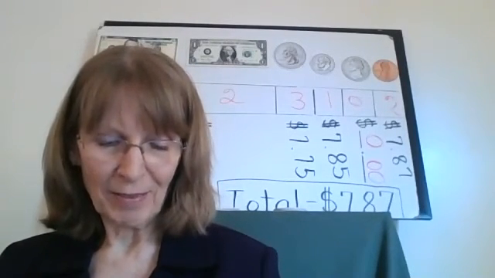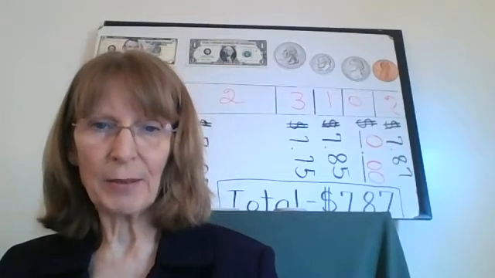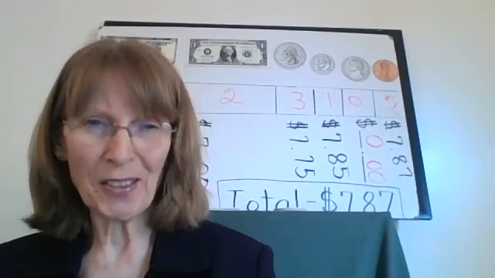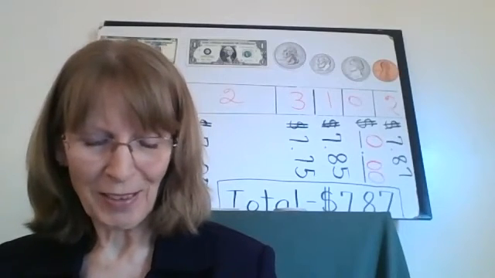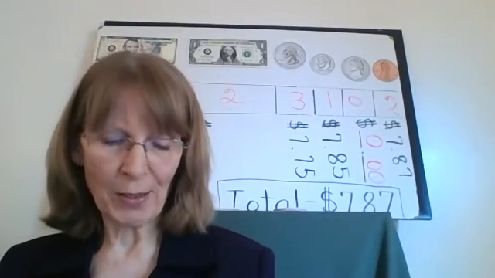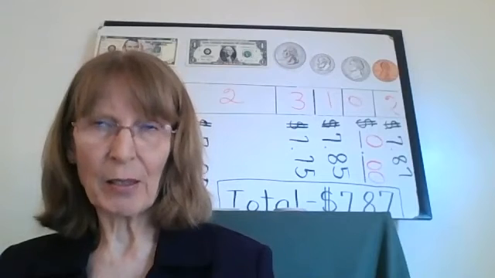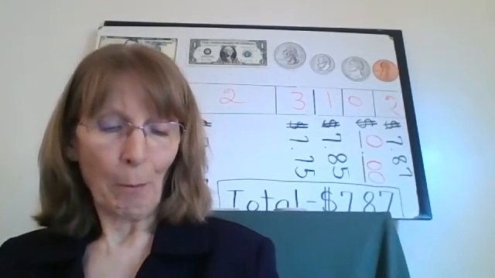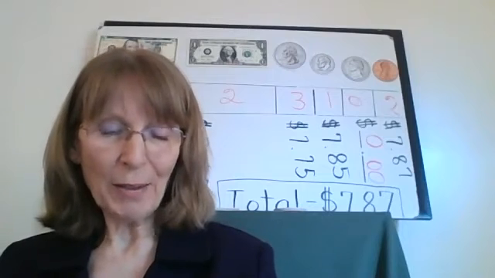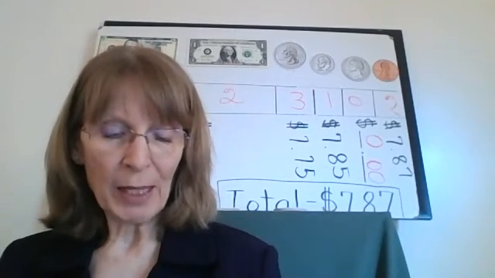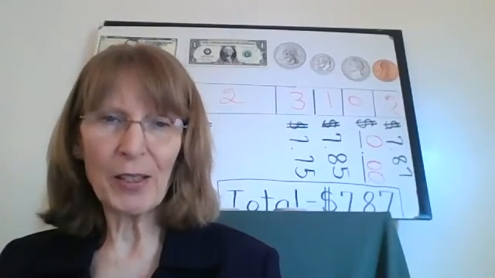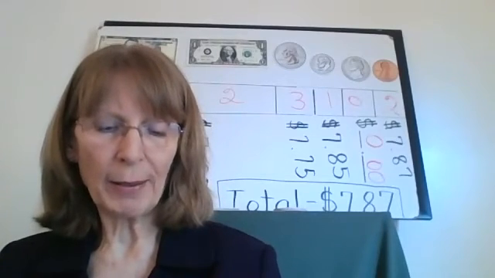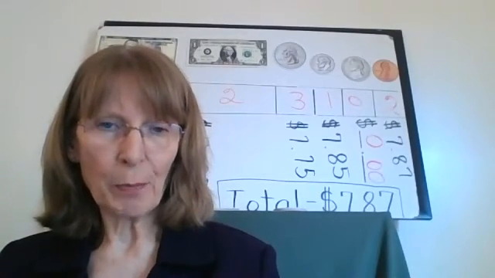A, 18 minus 9. Write the answer to 18 minus 9 in the blank next to A. Okay, B, 6 times 5. Write the answer in the blank. That's B.